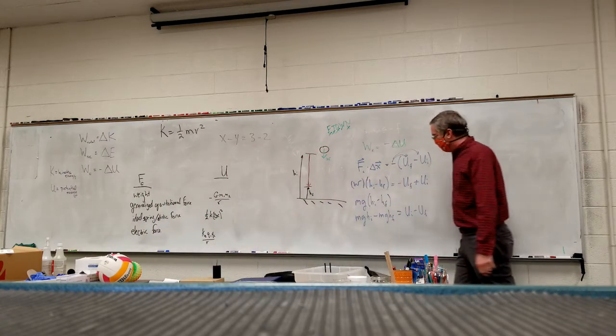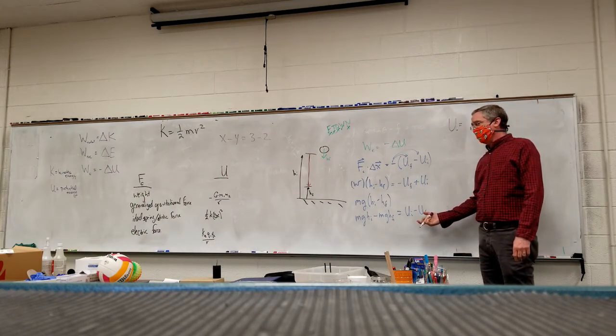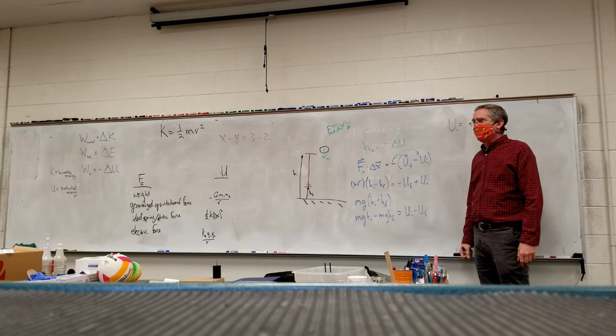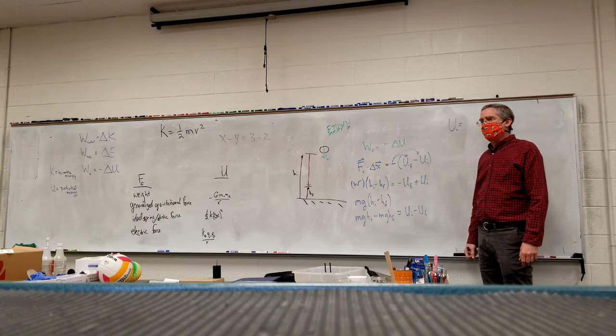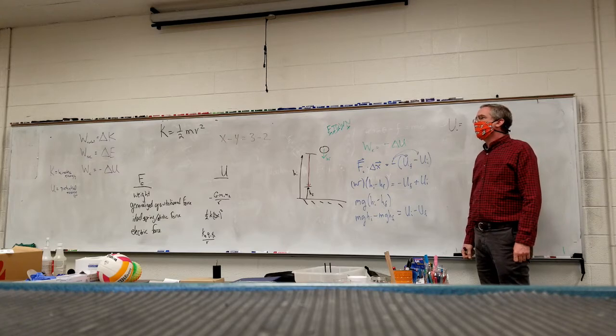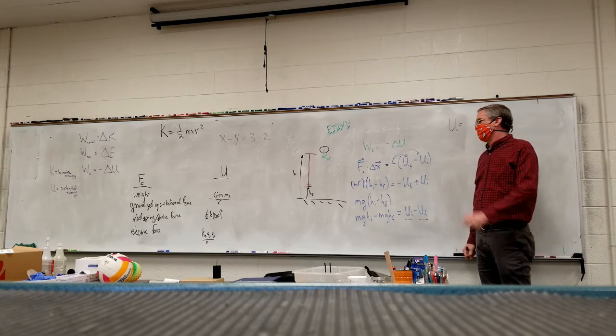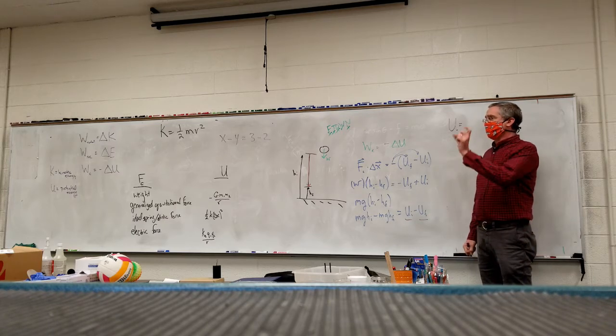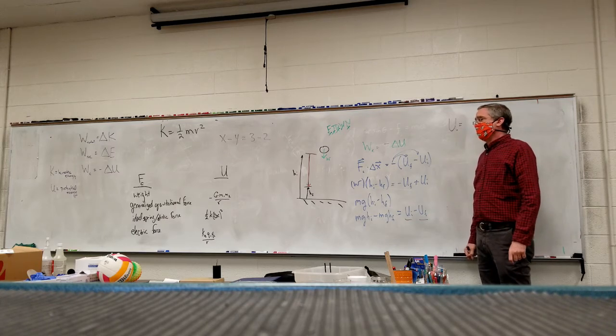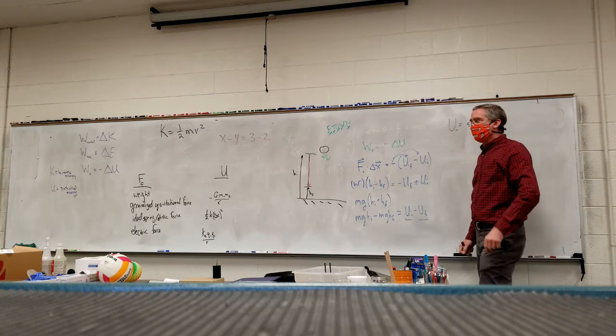Now I'm over here. What would be a formula for U that would make this work? Yeah, that is what I was saying. mgh_i minus mgh_f? That would be U_i minus U_f, but I want just U. What formula can I use for U that would make it work? mgh. There we go.